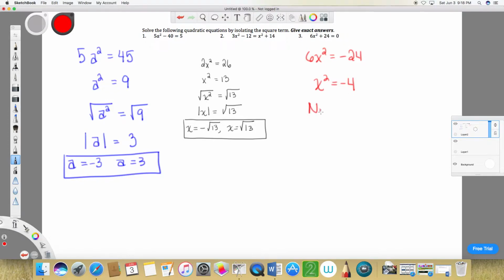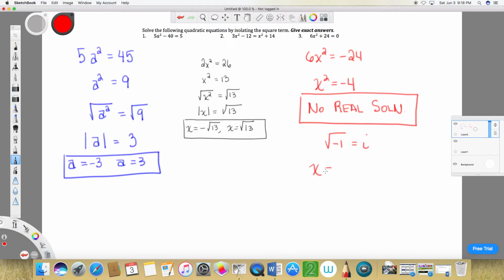So this is no real solution. Later on in skill packet number 6, we do look at complex numbers, you know, the imaginary unit. The square root of -1 is defined to be i, and this does have solutions of plus or minus 2i. But like I say, we're not going to look at that yet.